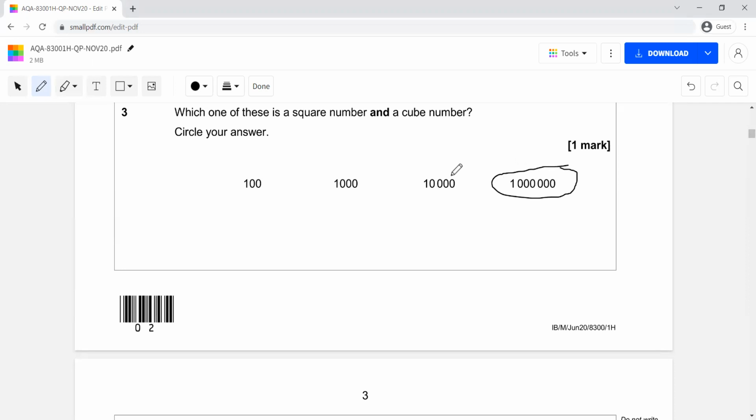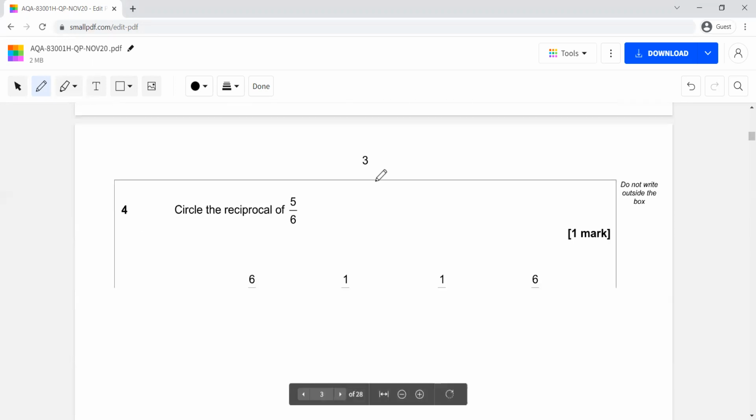Another way to see why this is true is 1 million has 6 zeros, and if it's a square and a cube, it's x squared cubed, or it's x cubed squared. And remember that when you're working with powers raised to another power, you multiply them. So it's x to the 6, and 1 million has 6 zeros, so it must be 1 million.